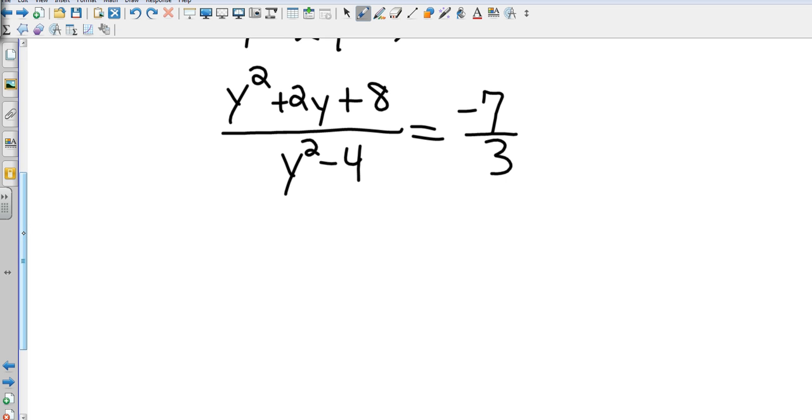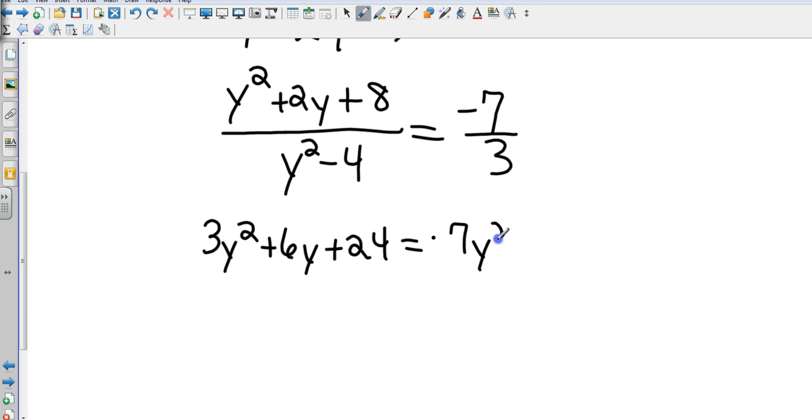So what's 3 times y squared? 3y squared. 2y times 3? 6y. 8 times 3? 24. Now go to the perfect square and multiply it by negative 7. What's negative 7 times y squared? Negative 7y squared. Negative 7. You guys sound like robots. That's awesome. Okay, negative 7 times negative 4? Positive 28.